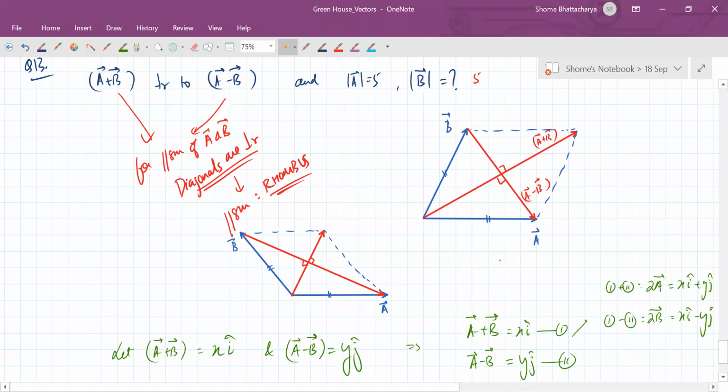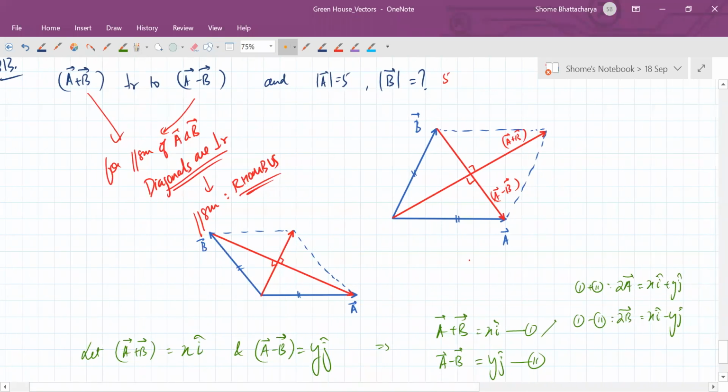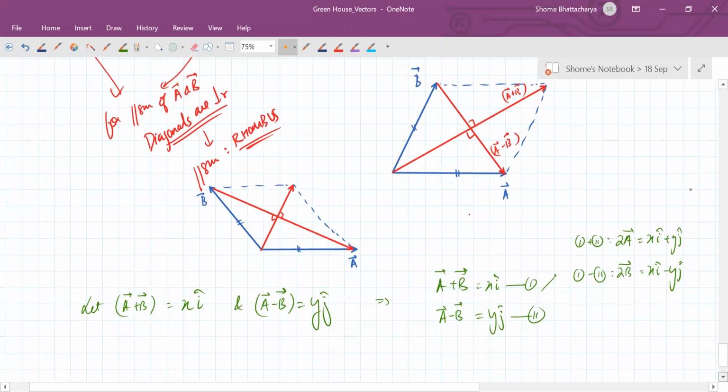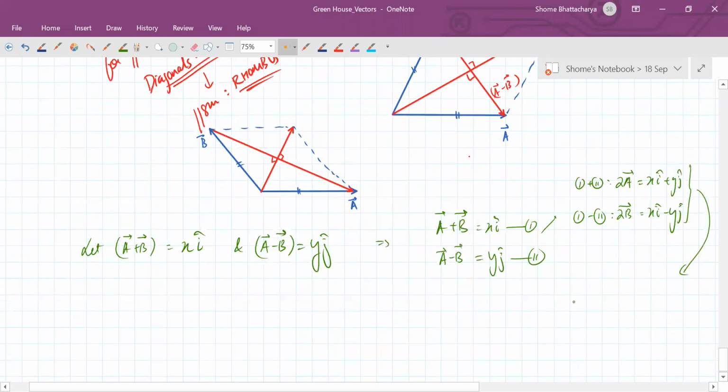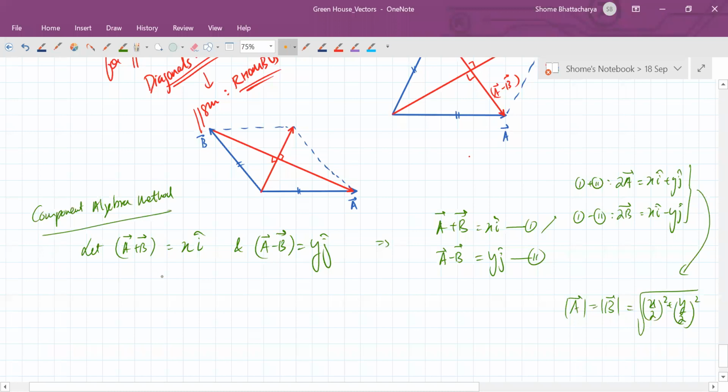Now from this, it's very easy to show that the magnitude of A will be equal to the magnitude of B, which in this case will become 5. So this is the other way. This is the component algebra method. It's not as convenient as the geometrical method, but even this is quite okay.